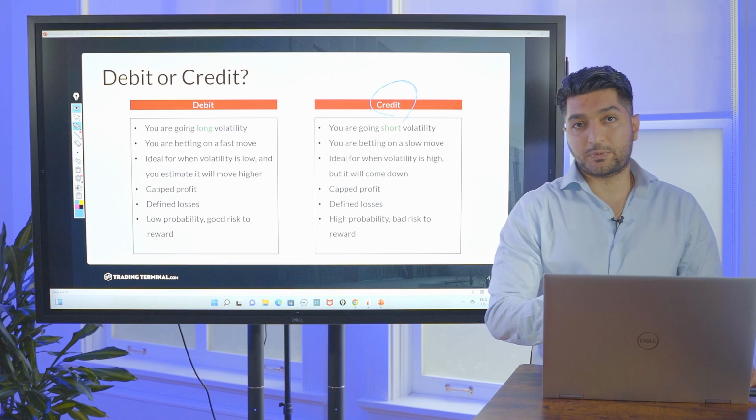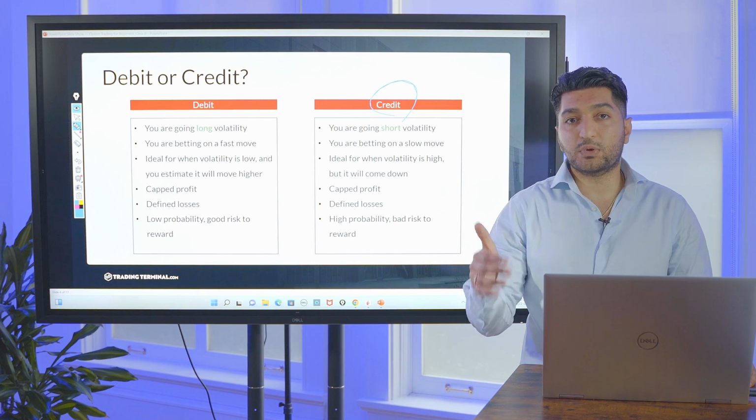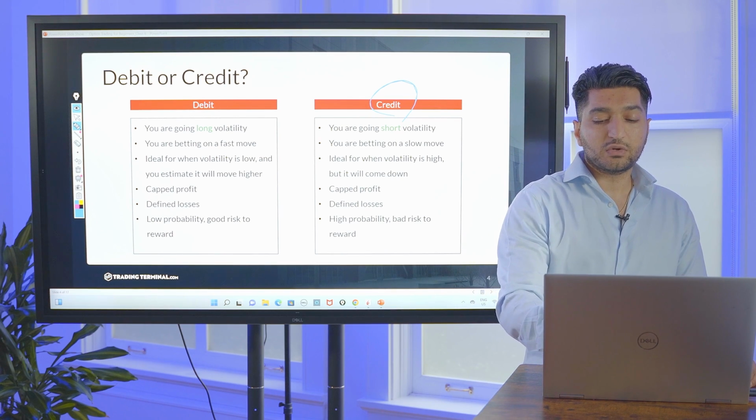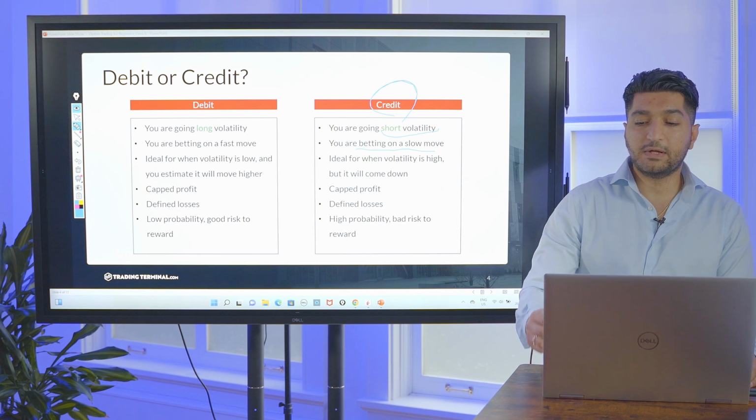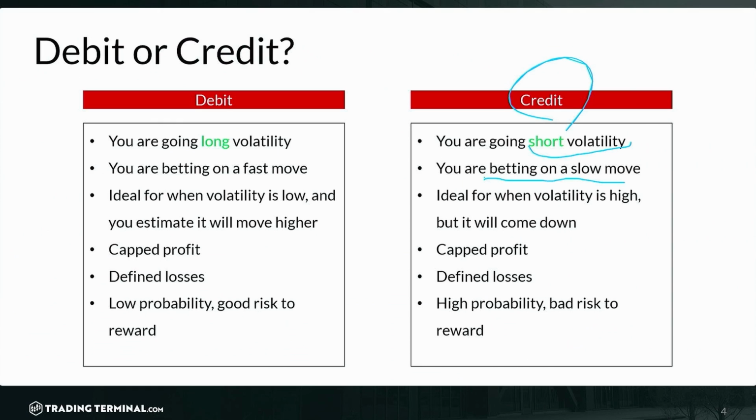Whenever you're doing credit spread, regardless of you doing a bullish strategy or a bearish strategy, you're going short volatility. So you're betting on a consolidation or a slower move. So let's say if you have a bearish strategy, you're betting that the stock is going to consolidate and maybe slightly go lower. You're not really betting on a speed. This is ideal for the time when volatility is high, but it is coming down, or at least you're estimating that it is coming down.